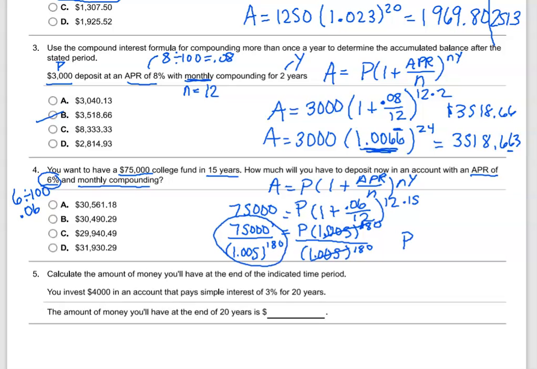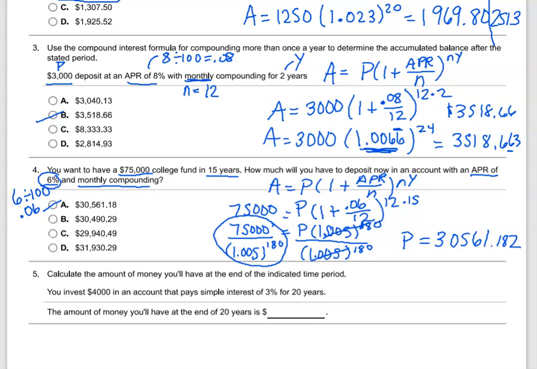So my principal is equal to whatever 75,000 divided by 1.005 to the 180th power is. This is what I'm getting on my screen. Okay, so A would be the right answer.